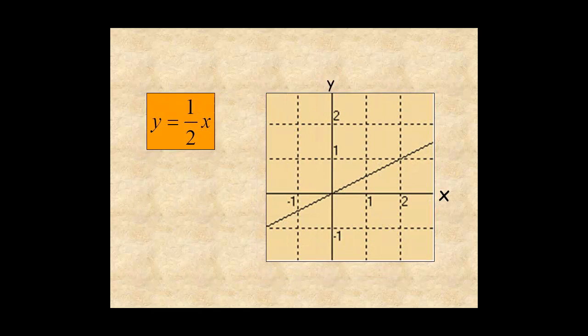For the equation y equals 1/2 x, there doesn't seem to be a y-intercept. You have to read this as y equals 1/2 x plus 0. The y-intercept is 0, the origin. So the line starts at the origin and goes up 1 and over 2 to the next point.